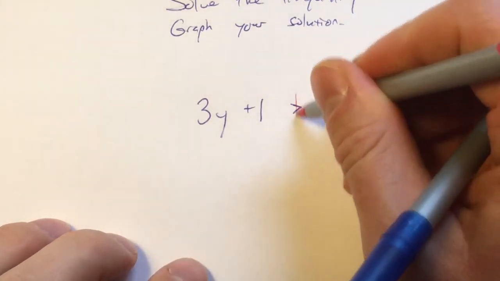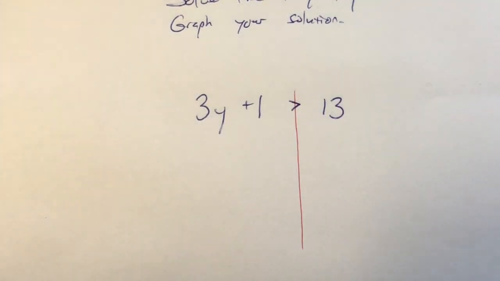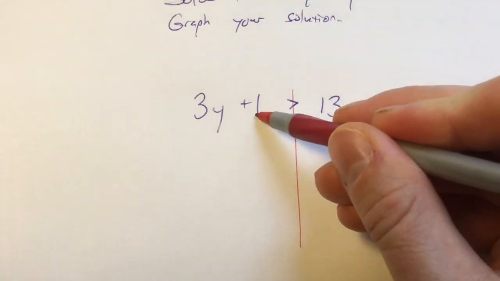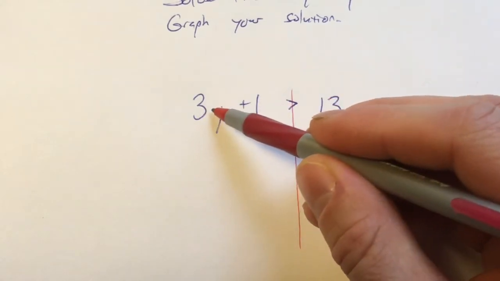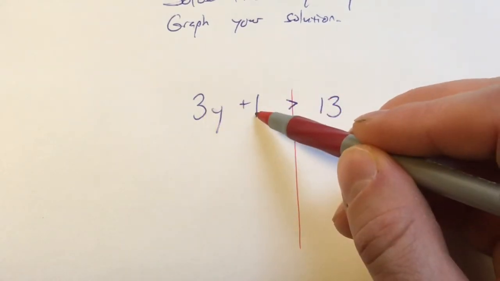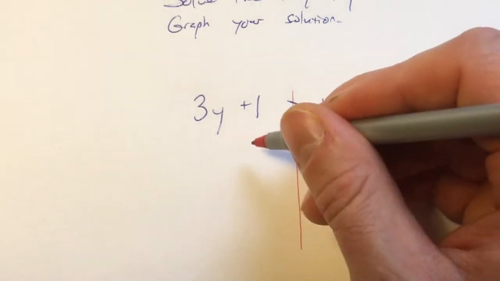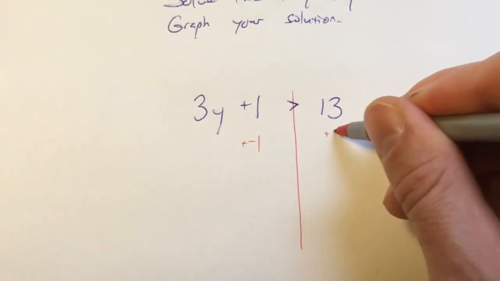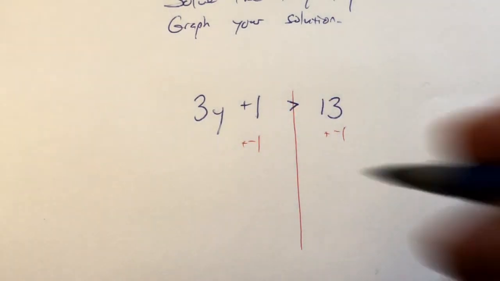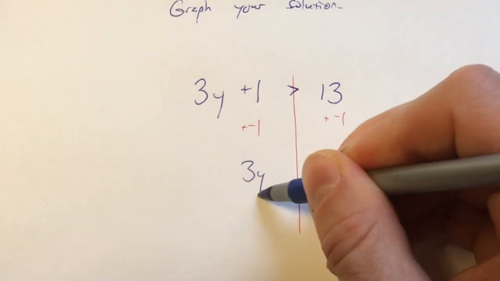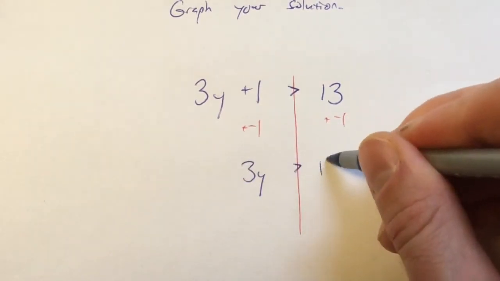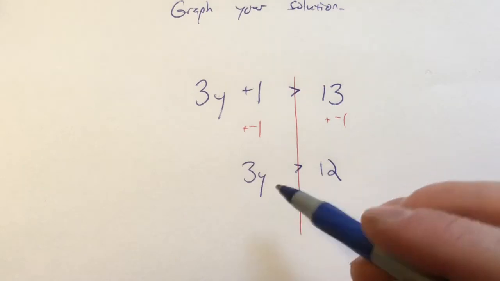All right, so draw a line down the middle. Tell students to get rid of the constant first. We'll deal with the coefficient and the variable next, but first let's get rid of that plus 1. So we're going to add -1 to both sides, which leads us to 3y is greater than 12. Okay, so that's not bad.